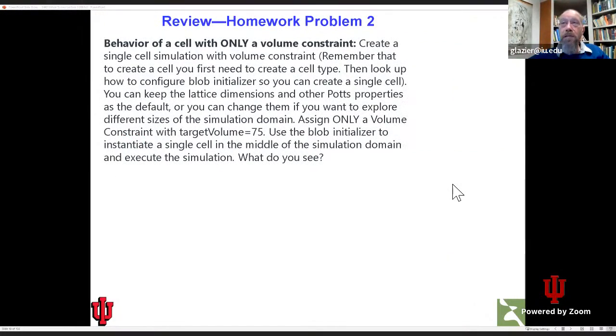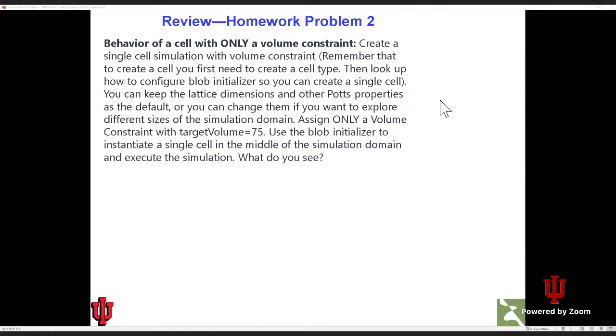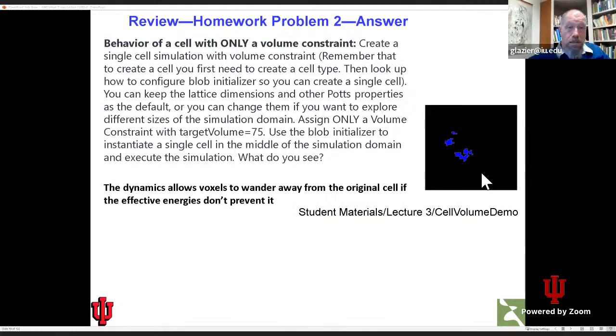Okay, so the next homework problem was one which somebody already asked about, which was, what happens if we have a cell with only a volume constraint and nothing else? What happened when people ran that? Somebody? It looked like dust. It turned into dust, yeah. It'll turn into dust. The volume is constrained, but nothing else about the cell is.